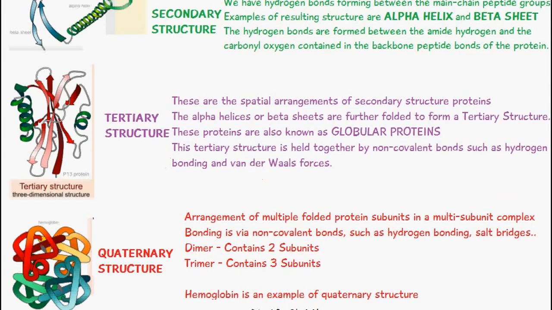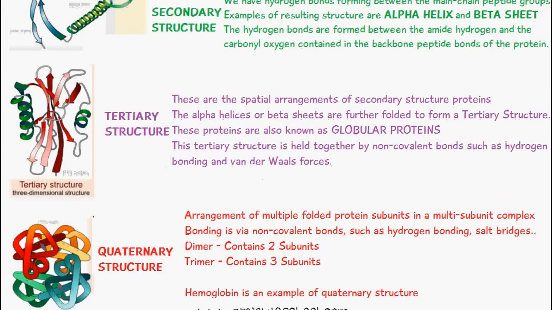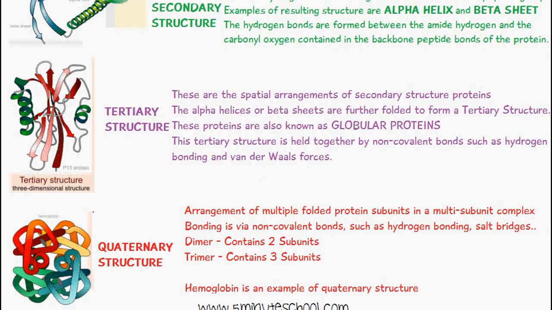Finally, we have the quaternary structure of proteins, and that's the arrangement of multifolded protein subunits in a multi-subunit complex. The bonding is via non-covalent bonds such as hydrogen bonding and salt bridges. We have a dimer which consists of two subunits which make up the quaternary structure, and we have a trimer which consists of three subunits. An example of a quaternary structure protein is hemoglobin.